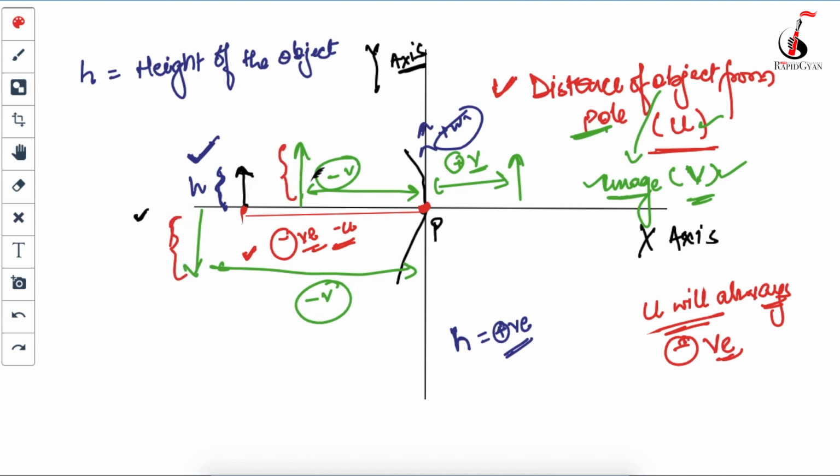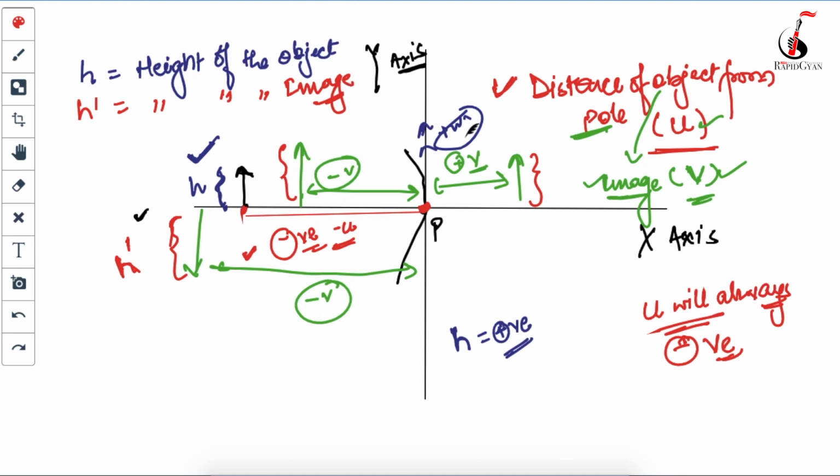The height of the image is denoted by the letter H dash. I will write it over here. H dash is your height of the image. Now the height of the image can be positive or can be negative.